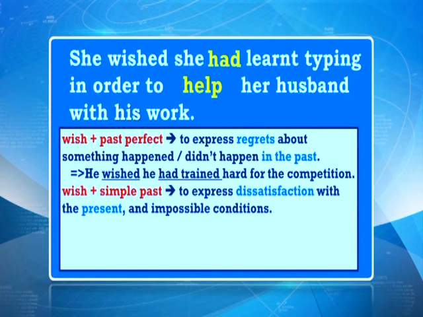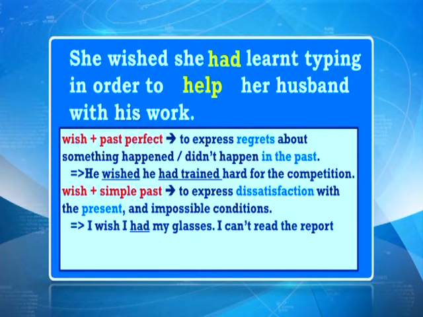Now, the second use of wish is when it is followed by a verb in the simple past tense. This is used to express dissatisfaction with the present and impossible conditions. For example, we say, I wish I had my glasses. I can't read the report. I'm talking about now. I don't have my glasses, but I wish I had my glasses.